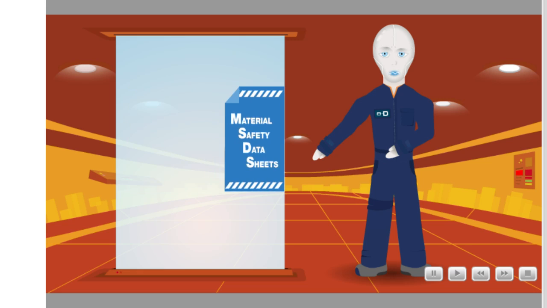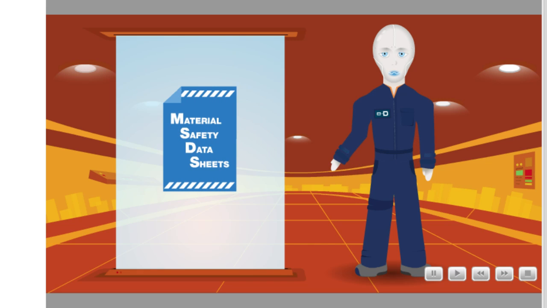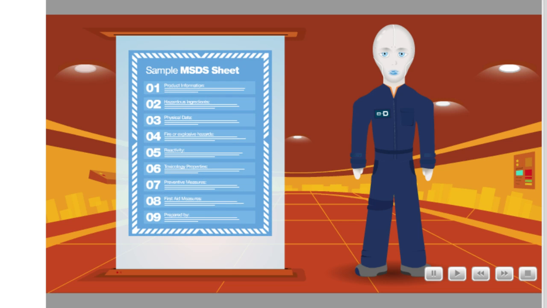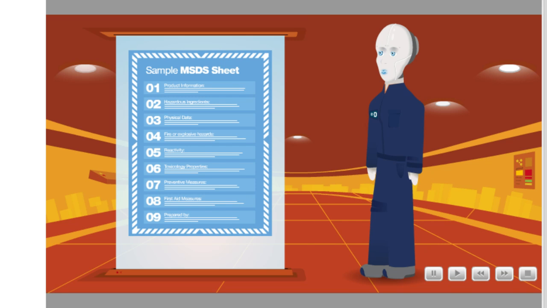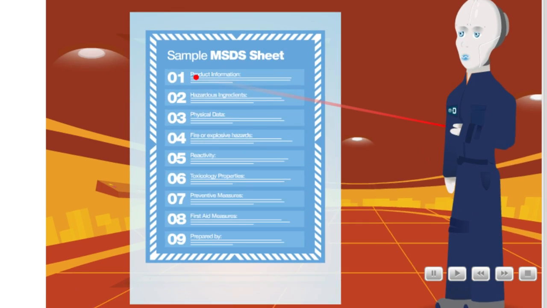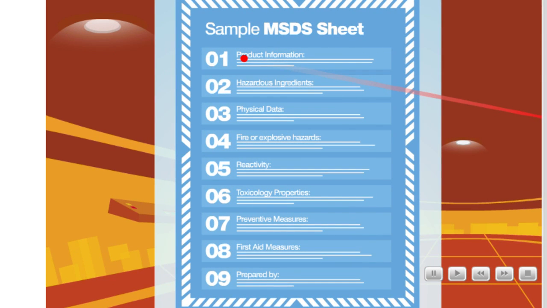Okay, how about we dig a little deeper into these MSDS? It's very important to understand the information contained on these sheets and how to apply them in your workplace. There are 9 categories required on each and every MSDS. Number 1, product information. It has to tell you what it is. Number 2, hazardous ingredients. It has to list the ingredients and percentage and CAS number.